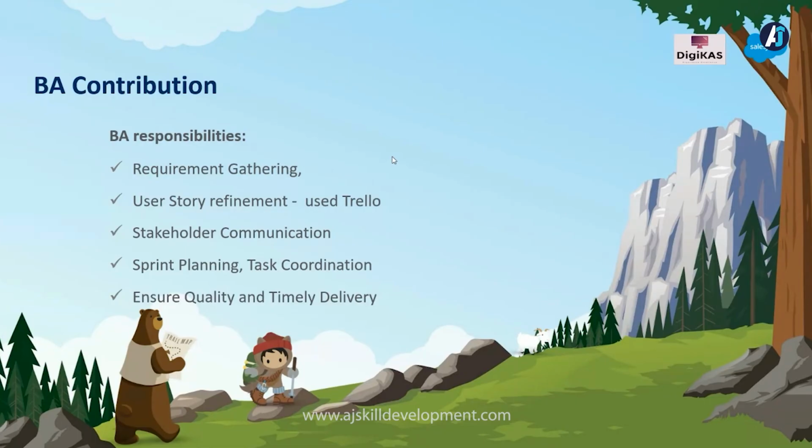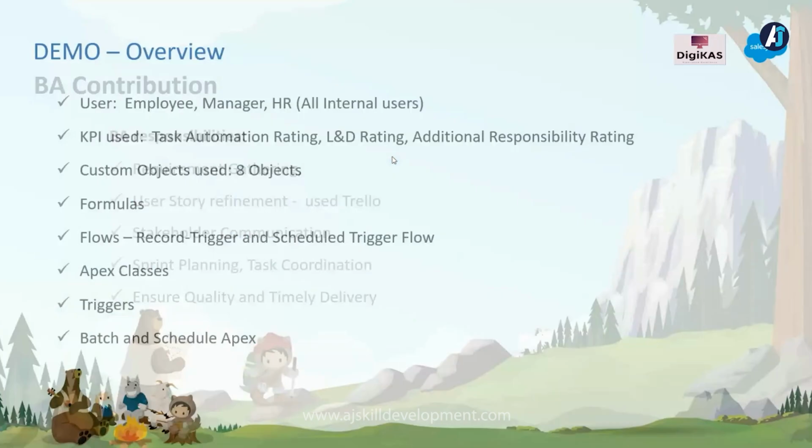And BA contributions: my responsibilities on this POC are, initially, as I said earlier, requirement gathering and user story refinement in Trello, stakeholder communications, sprint planning, task coordination, and ensuring quality and timely delivery. So these are my responsibilities in this POC.